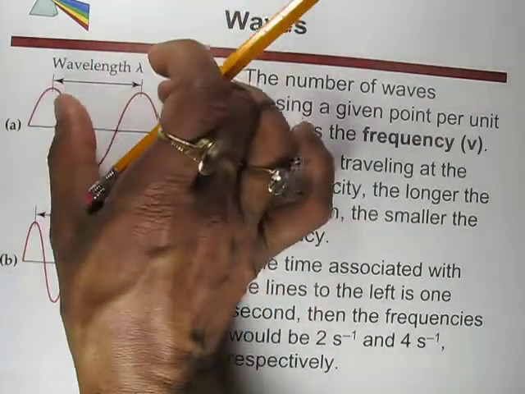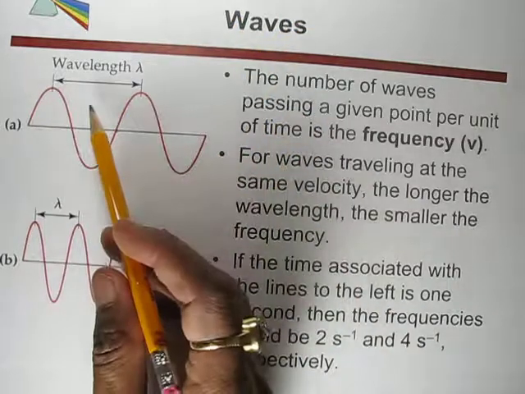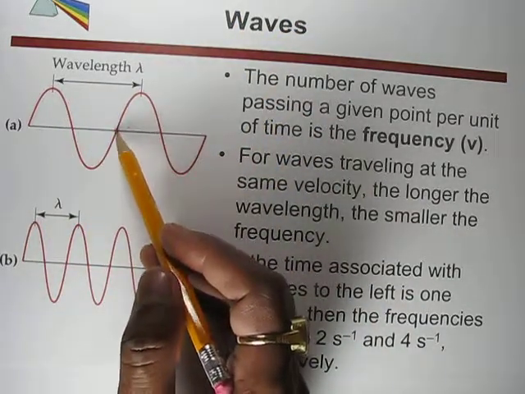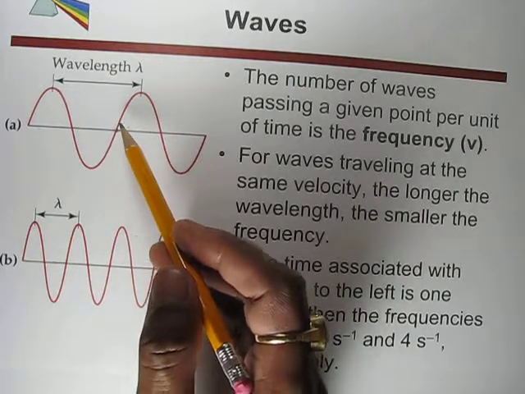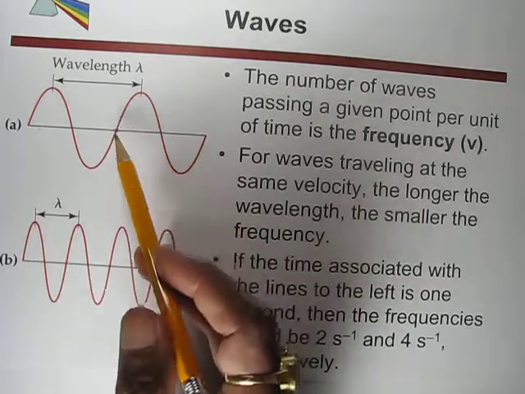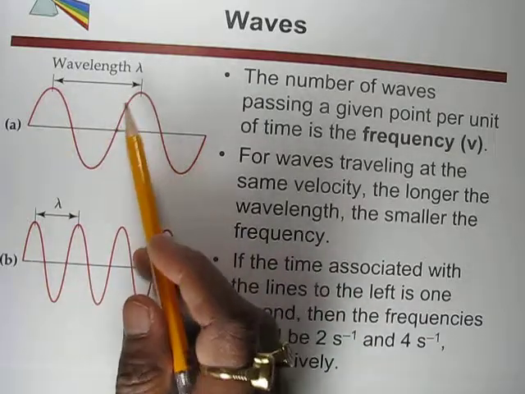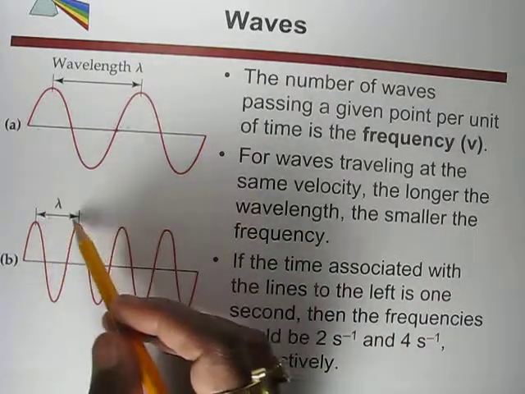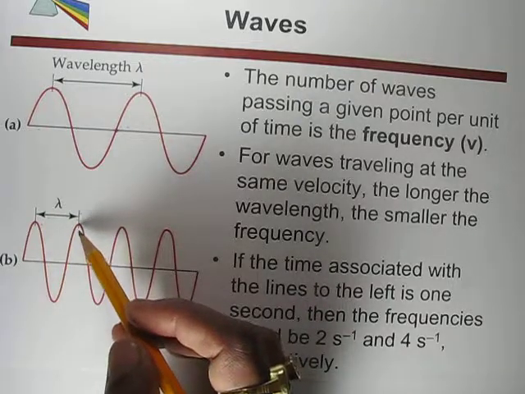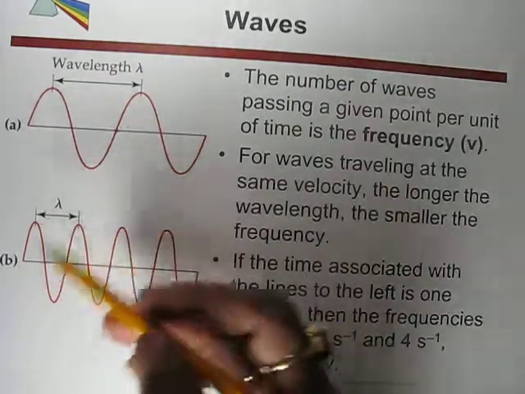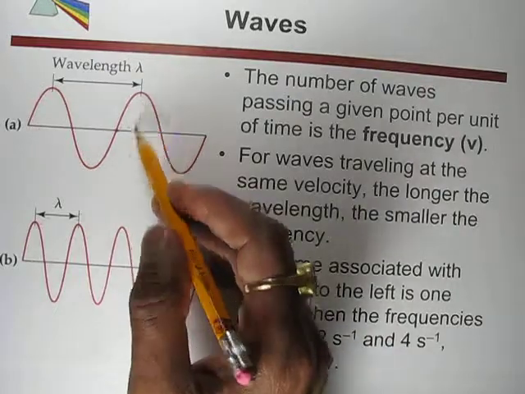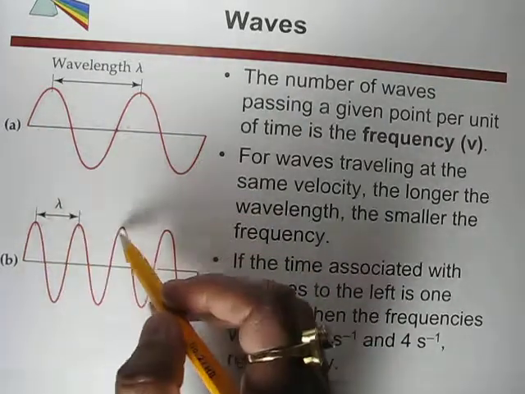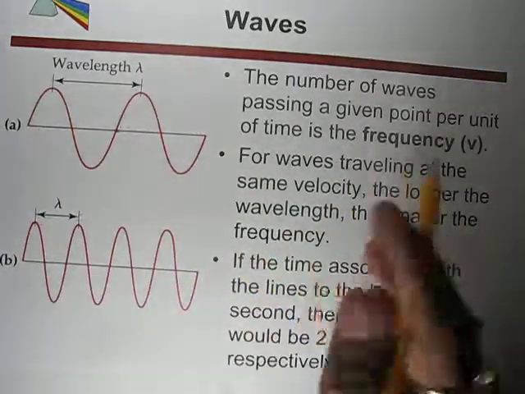So you can see this wavelength is big, so that is why the frequency will be less, because if the wavelengths are big, fewer waves will pass. However, if the wavelength, the distance between the two corresponding points, is small, then the frequency will be high. If we talk about these two, you can see here 3 waves are passing compared to only 2 waves.